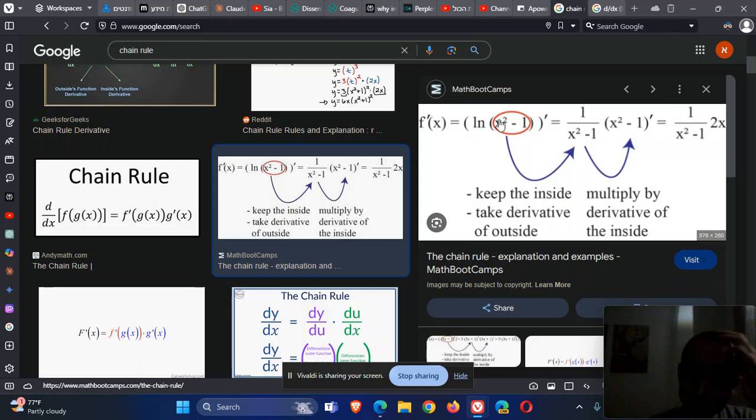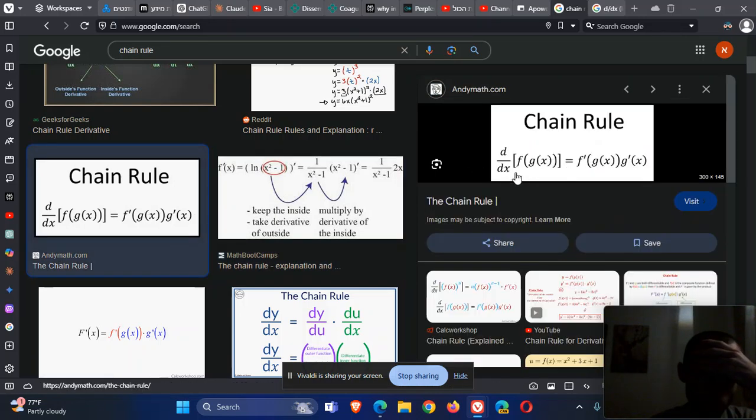So if you want to take the derivative of this function, ln of x squared minus 1, we have two functions in this formula. We have the ln function of something and the function x squared minus 1. As the chain rule tells us, what we should do is take the derivative of the outer function with the function inside staying the same, and multiply by the inner function derivative.